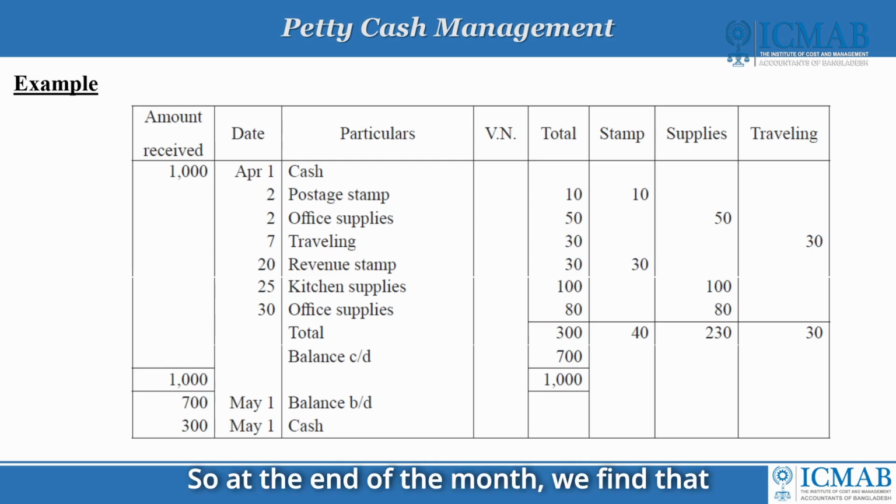So at the end of the month we find that the total expenditure was taka 300. We started with taka 1000 and the total expenditure is 300, so the balance is 700. So in the next month you will get from the business organization taka 300 again, so the remaining balance will be 1000. So in this way the petty cash is maintained in a business organization.